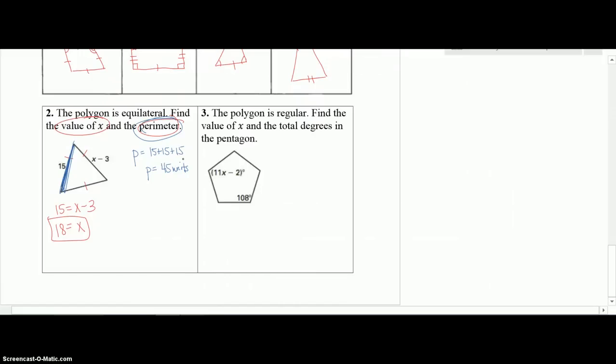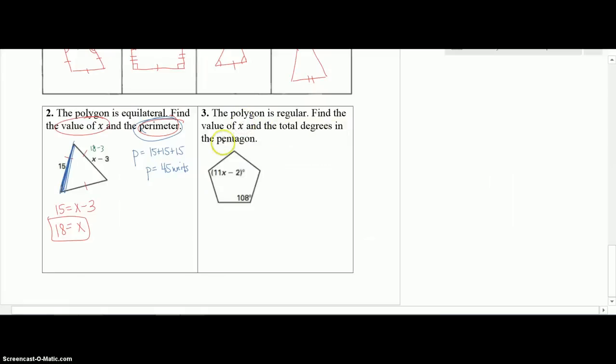Now you might be thinking, well, if x is 18, isn't that the length of the side? No, if you plugged 18 in over here, 18 minus 3, that gives you 15, and then the sides are all equal still.